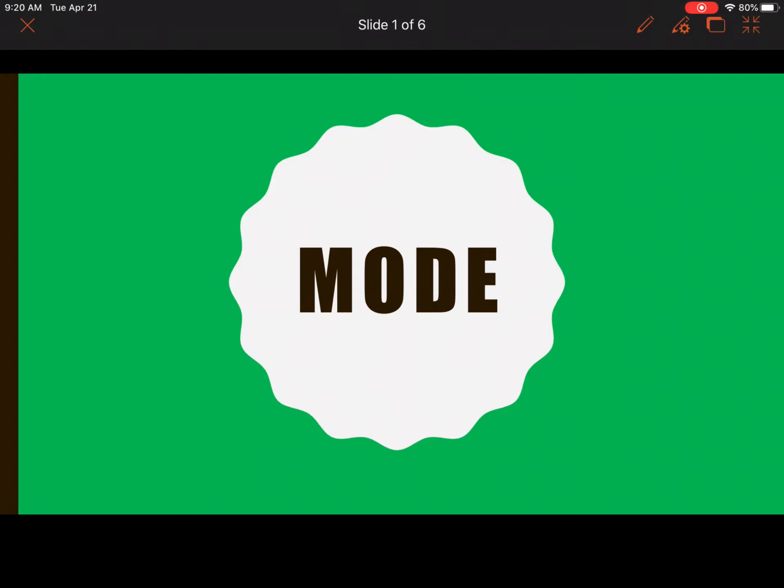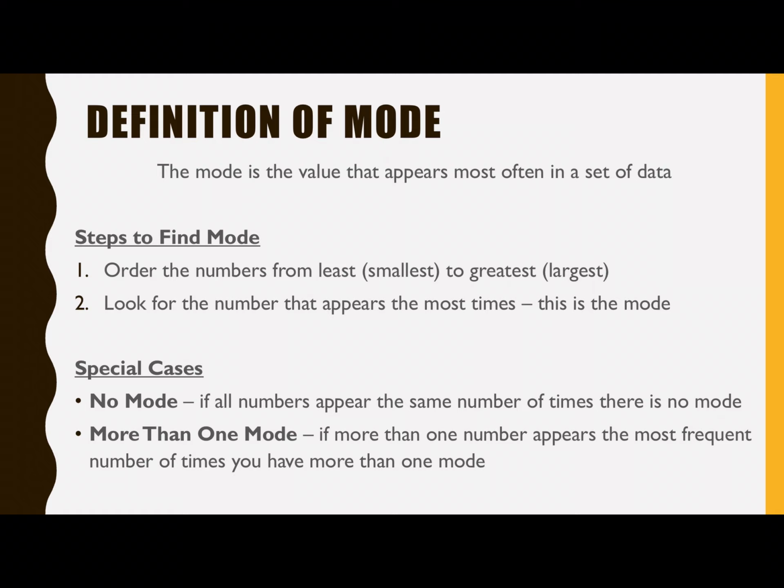So today we're going to talk about mode, our next topic in statistics. We're first going to start by looking at the definition. The mode is the value that appears the most often in a set of data. So whatever number is appearing more than once is most likely going to be your mode. But we have to follow a couple steps in order to find the mode.